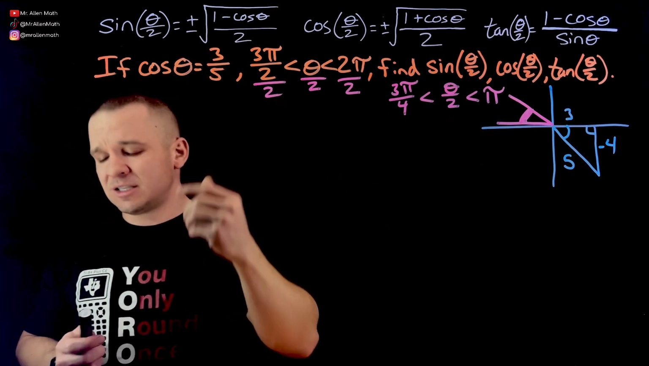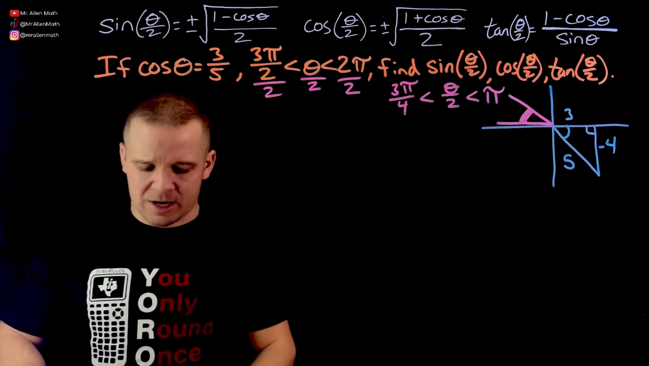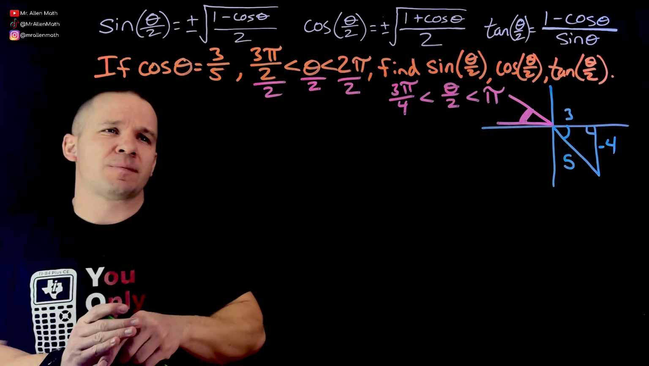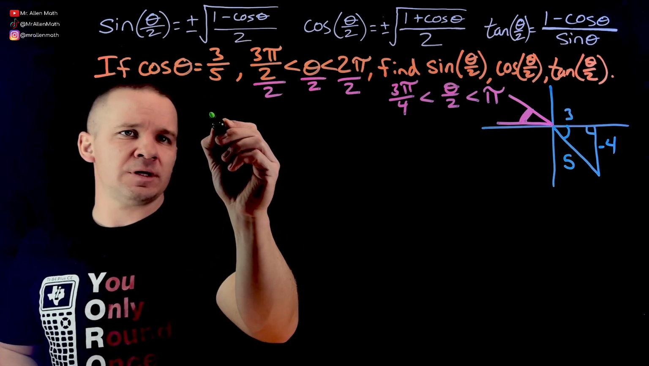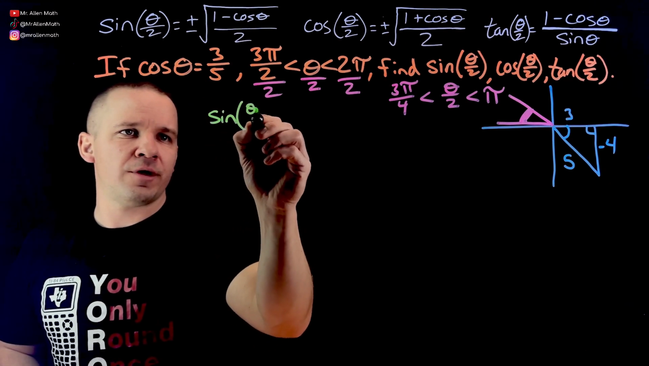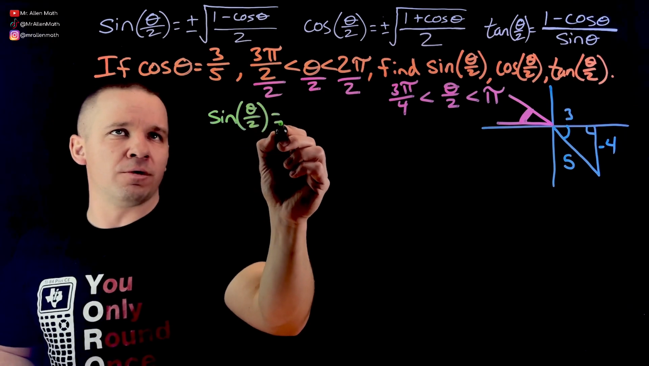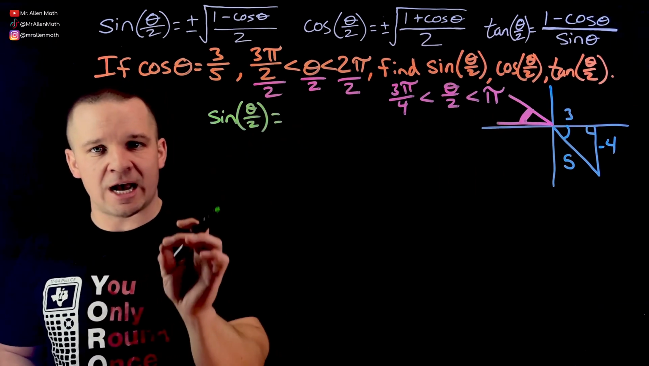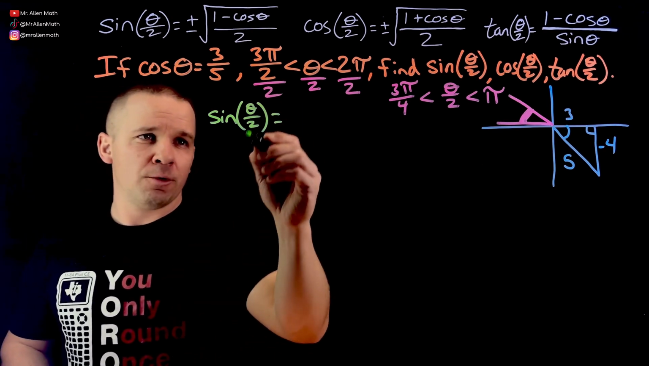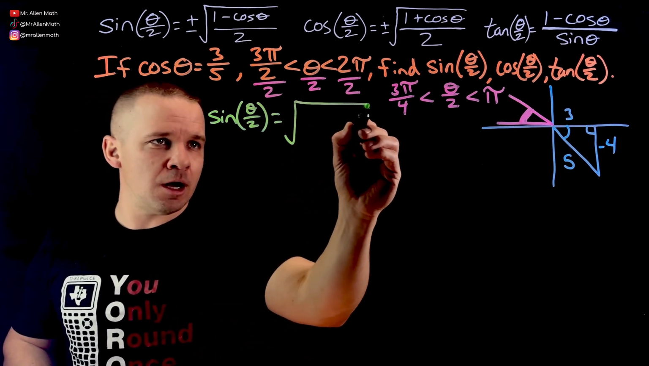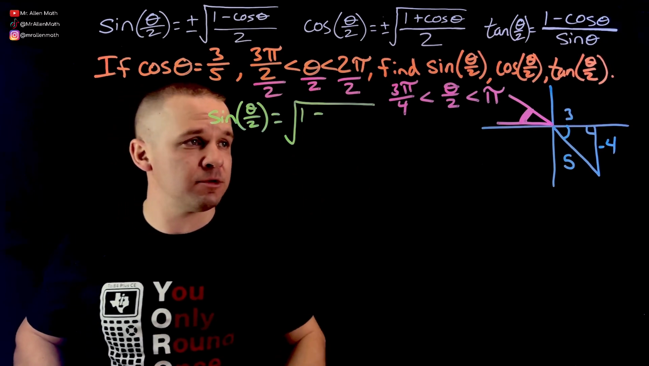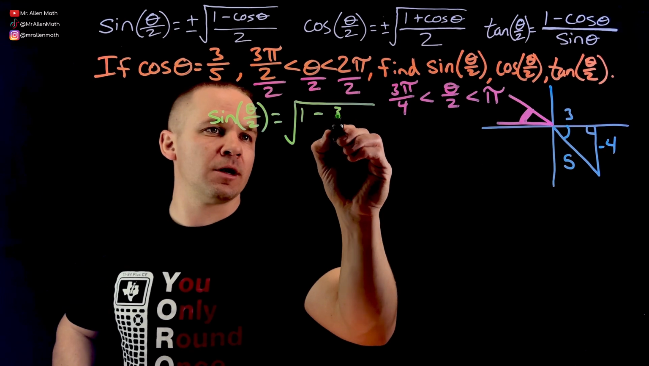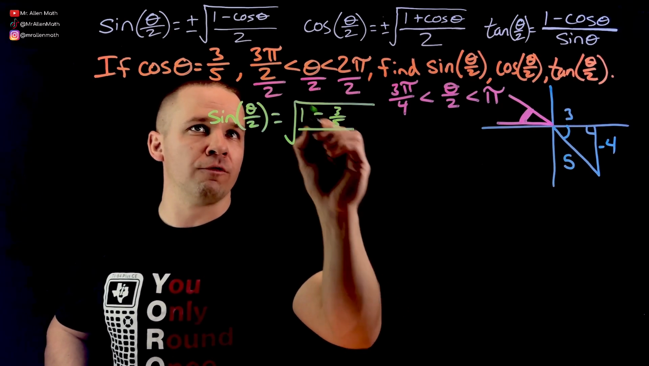But let's get it going. Let's get some sine going. We'll go with green for sine. So sine of theta over 2 equals, we know it's going to be positive. We just decided that. It's in the second quadrant, and sine is positive in the second quadrant. We're going to have a square root of 1 minus cosine of theta. Well, I know cosine of theta is 3 over 5. There we go, 3 over 5, all over 2.